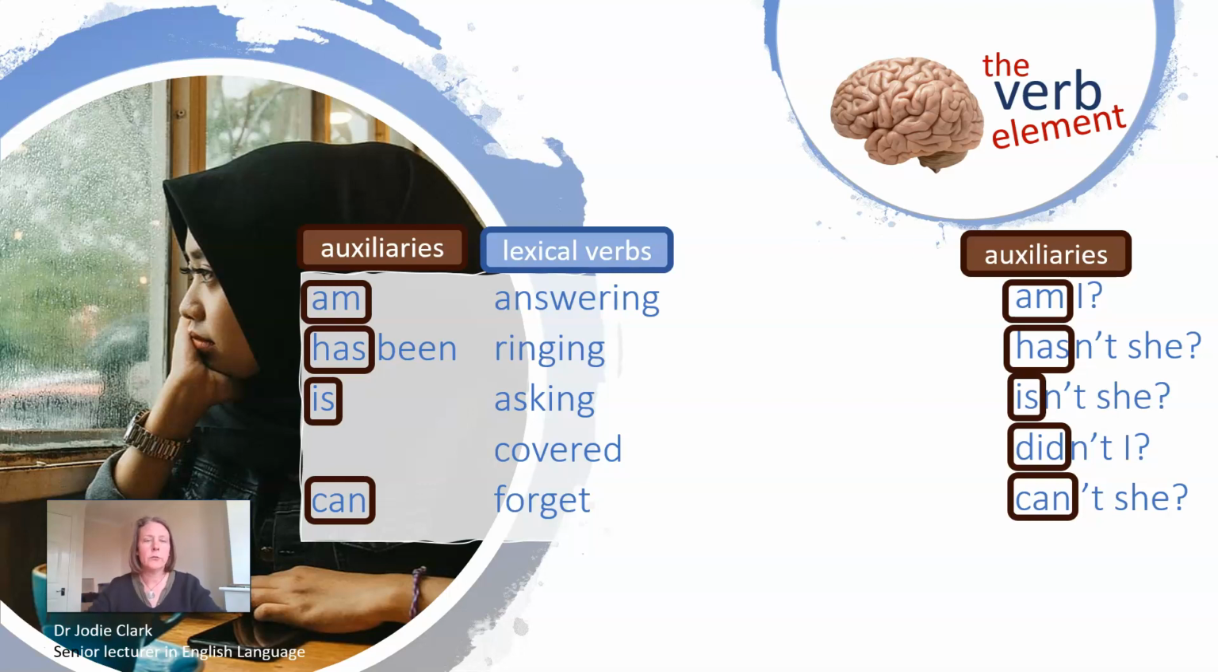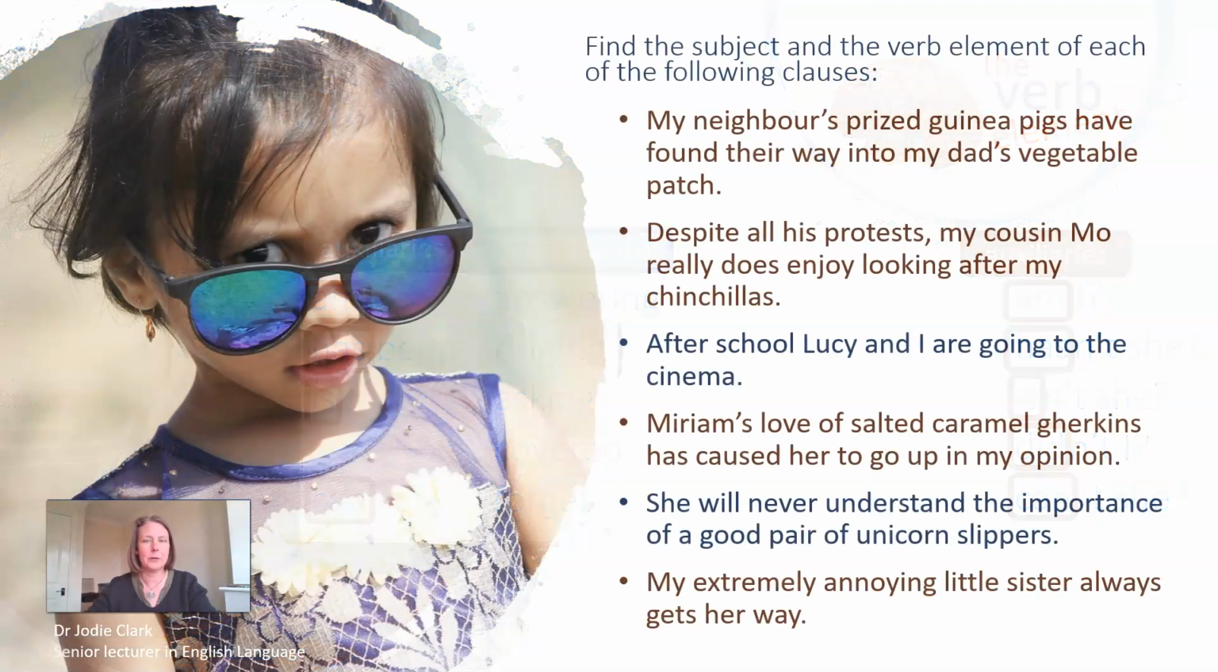Okay, and we can also notice that, like with has been ringing, they have more than one auxiliary. Has is an auxiliary and been is an auxiliary. But the only auxiliary we get in the question tag is the first one, the has. Yeah? Okay, so let's see how we can put all this to use. So I'm going to give you this list of clauses, sentences, but they're also single clauses.